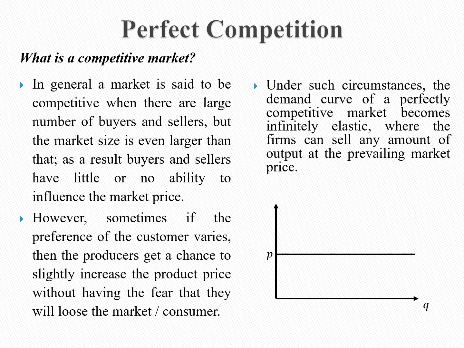So the following graph shows an infinitely elastic demand curve of a perfectly competitive market, where the firms can sell any amount of output at the given or prevailing market price. However, sometimes if the preference of the customer varies, then the producers get a chance to slightly increase the product price without having the fear that they will lose the market or consumer. But this happens very rarely. It is not a very regular scenario.